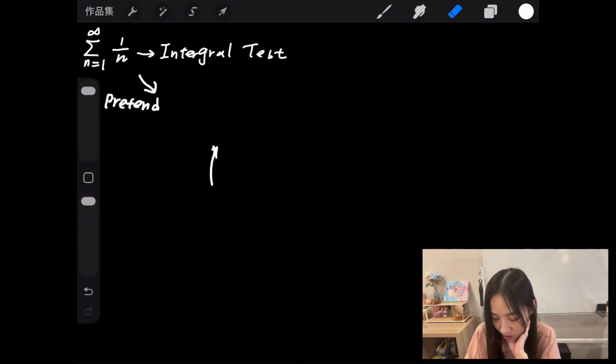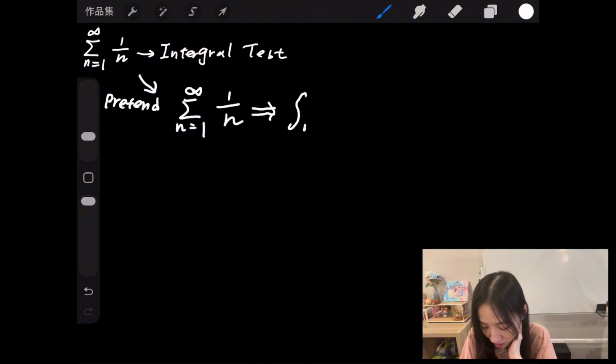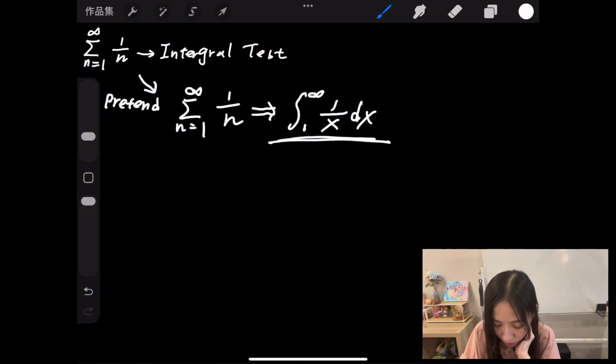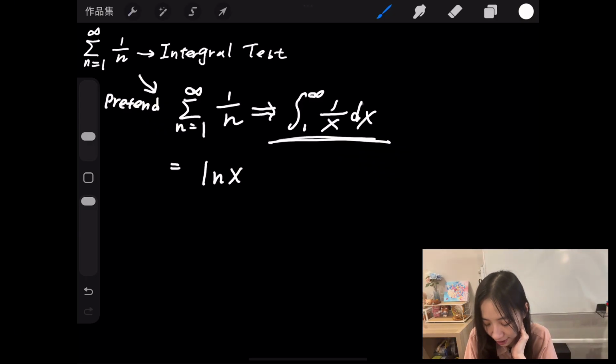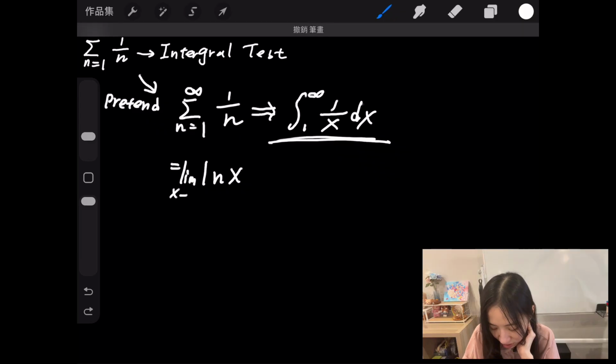Okay, so let's pretend the sigma from n equals 1 to infinity of 1 over n is similar to the integral from 1 to infinity of 1 over x, not n, with respect to x. Usually we write x so we don't make confusion. So this is very easy to integrate. It will be ln x, because we know the derivative of ln x is 1 over x. Because this is an improper integral, I need to put a limit in front of it.